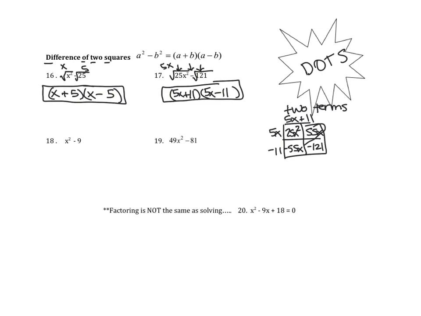So what always happens with difference of two squares, this positive 55x and this negative 55x cancel. That's what the plus minus does in my parentheses. And I get just 25x squared minus 121.